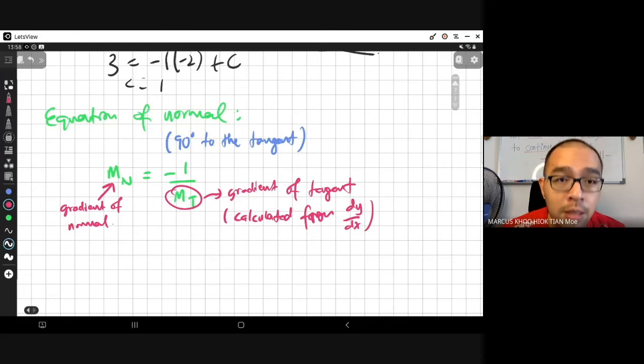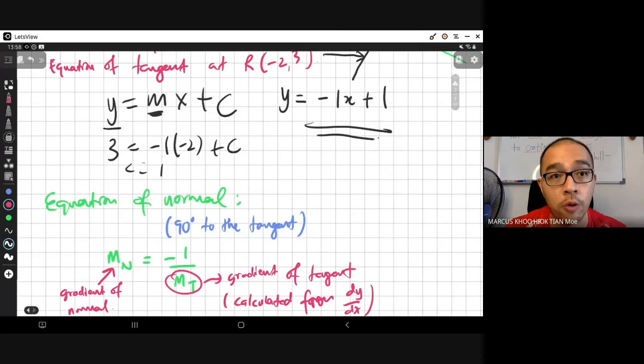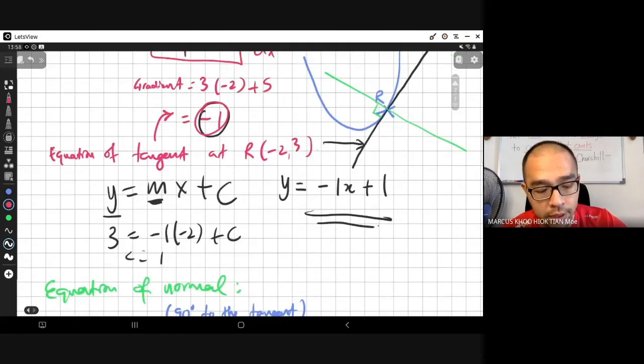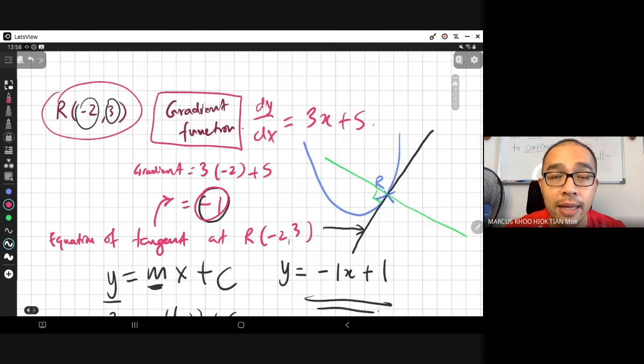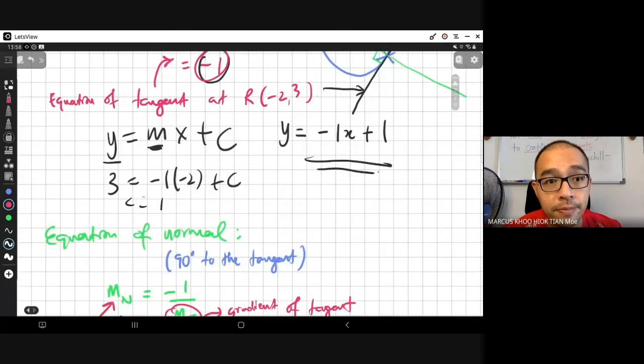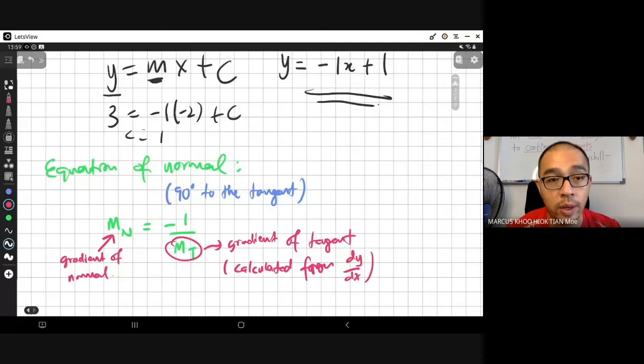Okay, if gradient of normal, you have to get the gradient of tangent, baru kamu boleh dapatkan the gradient of normal. But once you have the gradient of normal, then you can find the equation of the normal. Kita masih lagi guna y equals to mx plus c lah. The point is either given or you have to find, but usually titik itu kamu mesti ada, so that you can find the c. So the equation of normal is basically the same step, except that once you get the value of dy dx, you have to do this one extra step to find the gradient of the normal.